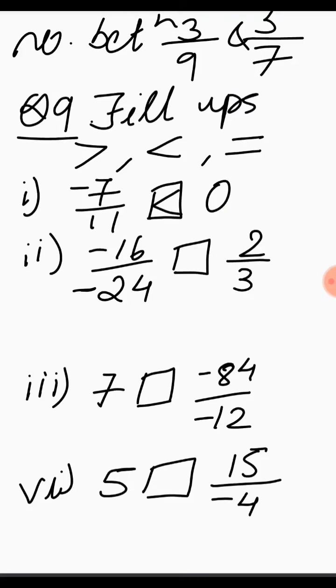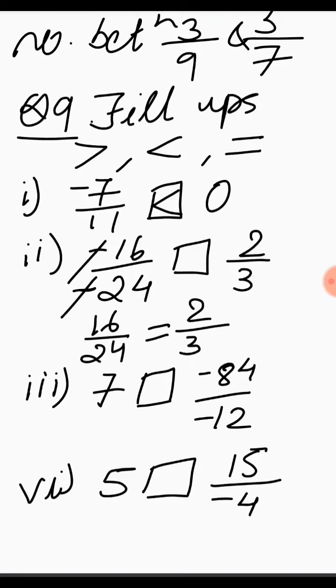Now, children, see this second one. Here a negative is already there, so the two negatives get cancelled, and it becomes positive. Now you can simplify this, which means you can write it in its standard form. So 16 by 24, I can divide this by 8. 8 2s are 16 and 8 3s are 24. I have cancelled it by 8, so 2 by 3 I got. So it means both the rational numbers are equal.